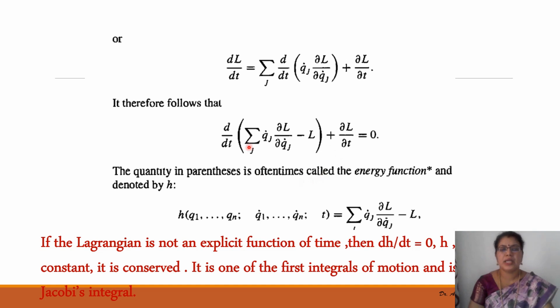So this quantity in the parenthesis within the bracket, it is sometimes called, not sometimes, it is called the energy function, which is denoted by h. So if the Lagrangian is not an explicit function of time, then this dh by dt is equal to 0, or the quantity in the parenthesis h, which is called the energy function, will be constant. So it is one of the first integrals of motion, and it is also called Jacobi's integral.